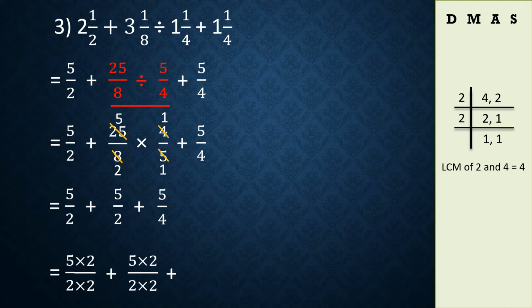Our last fraction is 5 upon 4. So which digit will you multiply to bring 4 in the denominator? Yes, 1. So multiply numerator and denominator by the same number 1.